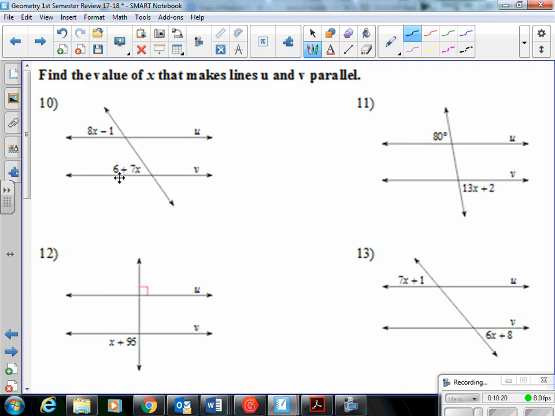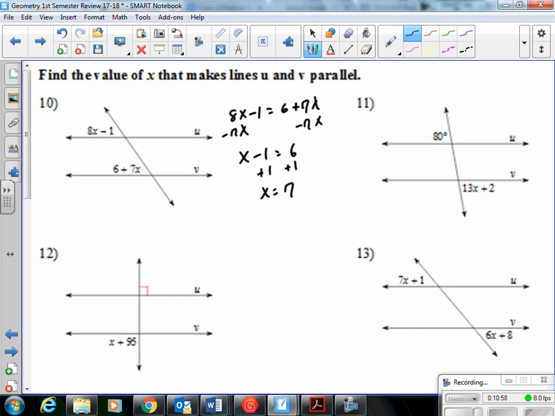So 8x minus 1, 6 plus 7x, corresponding angles. For the lines to be parallel, the corresponding angles have to be congruent. And so 8x minus 1 equals 6 plus 7x. So subtract the 7x. So x minus 1 equals 6. Add the 1. X equals 7.